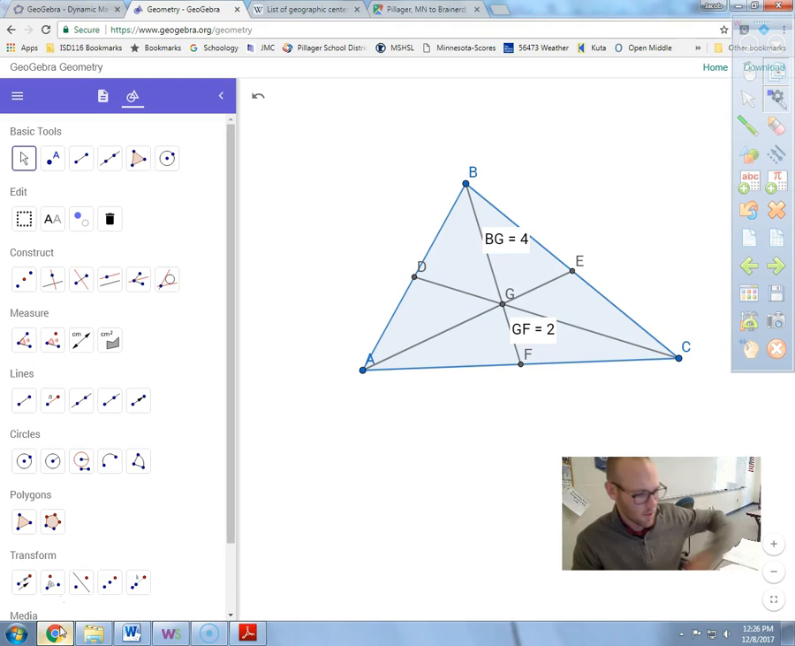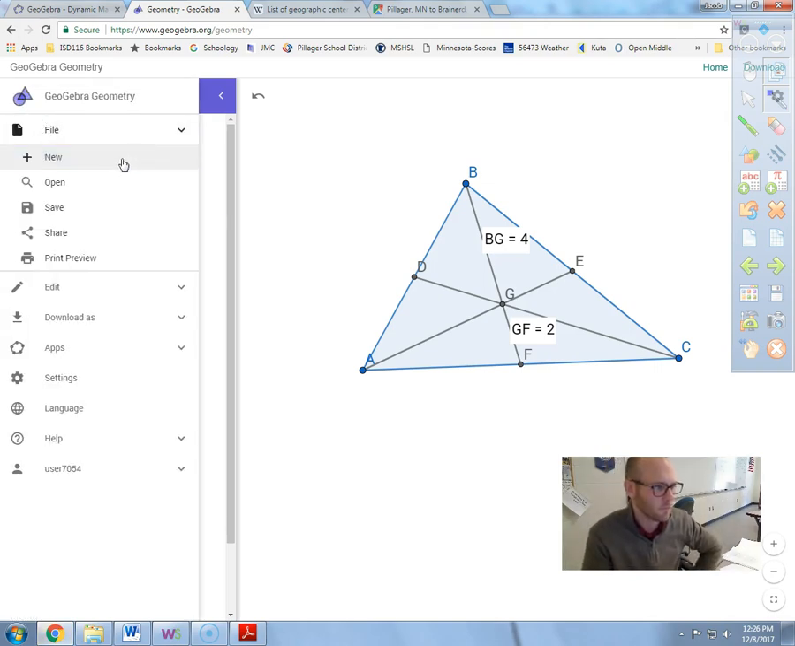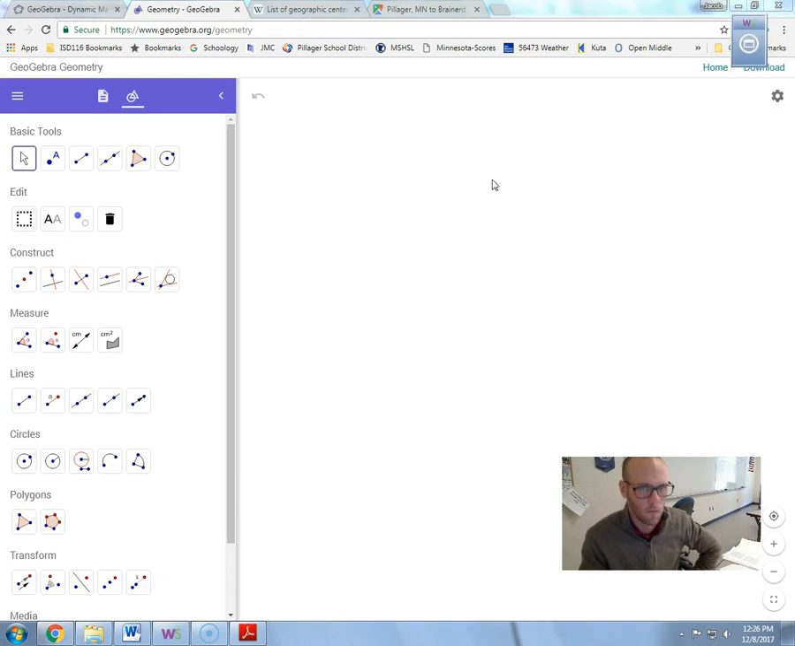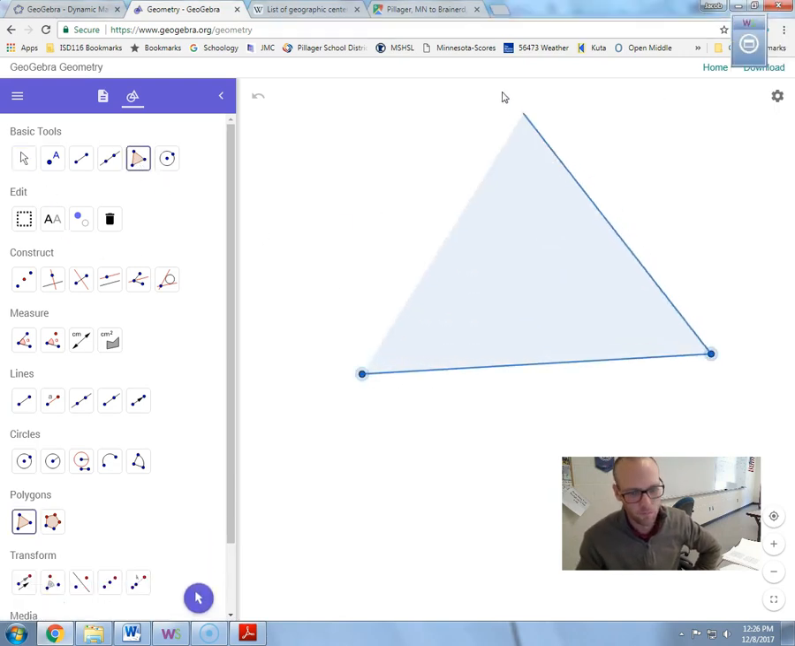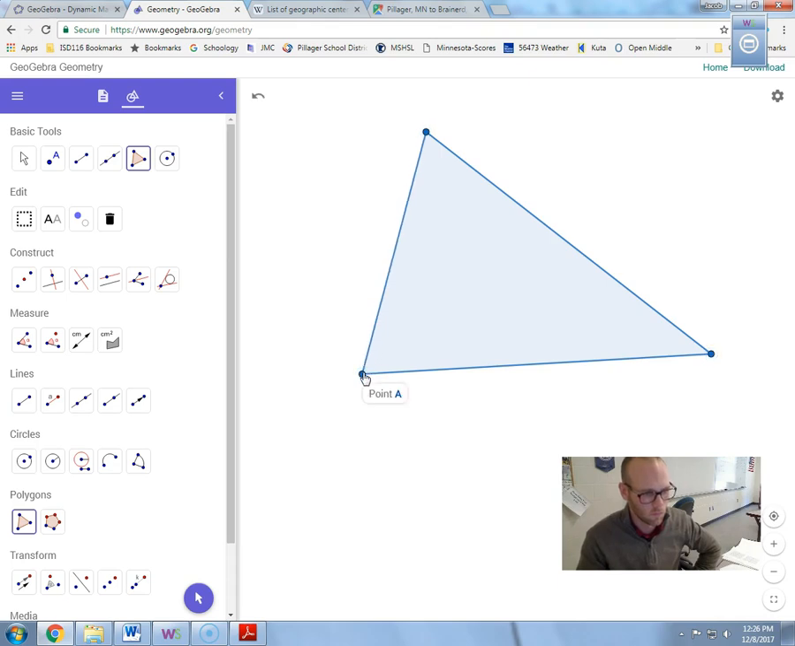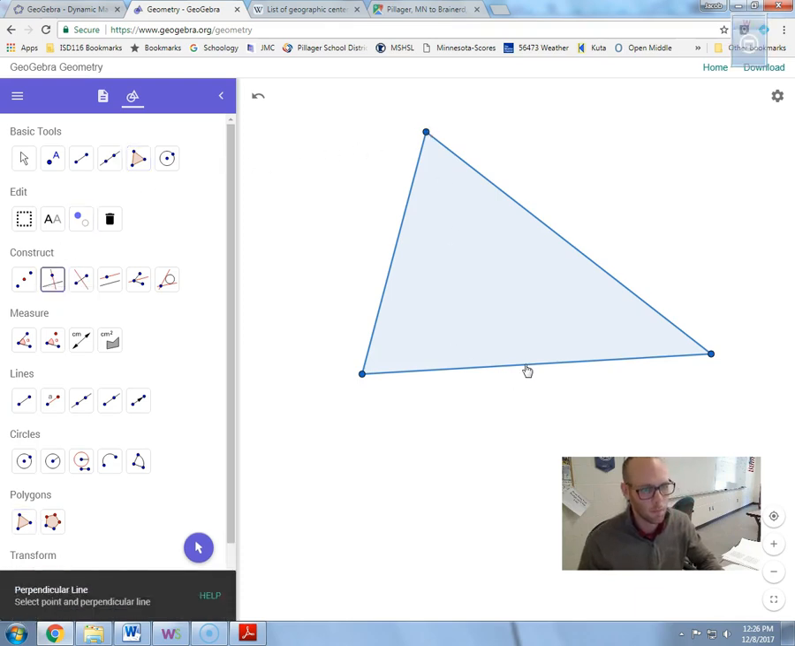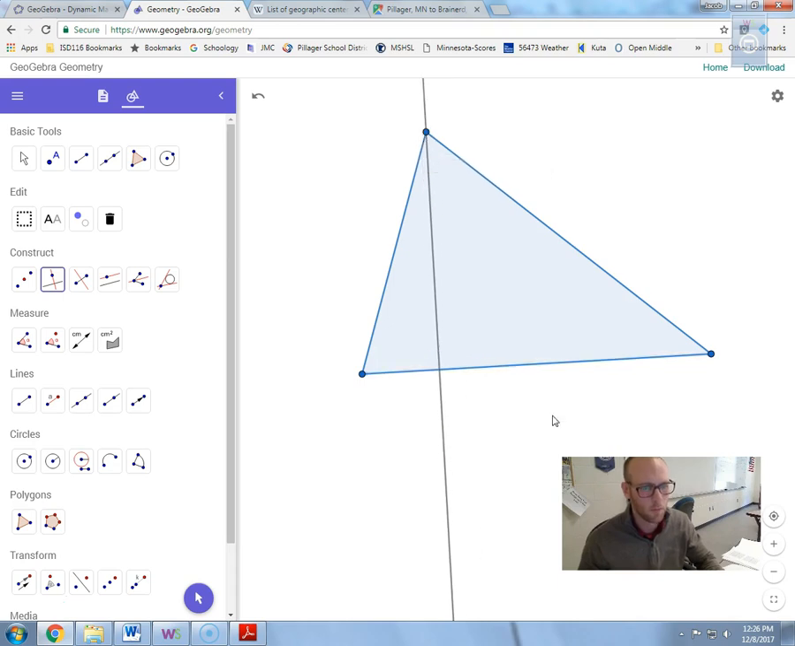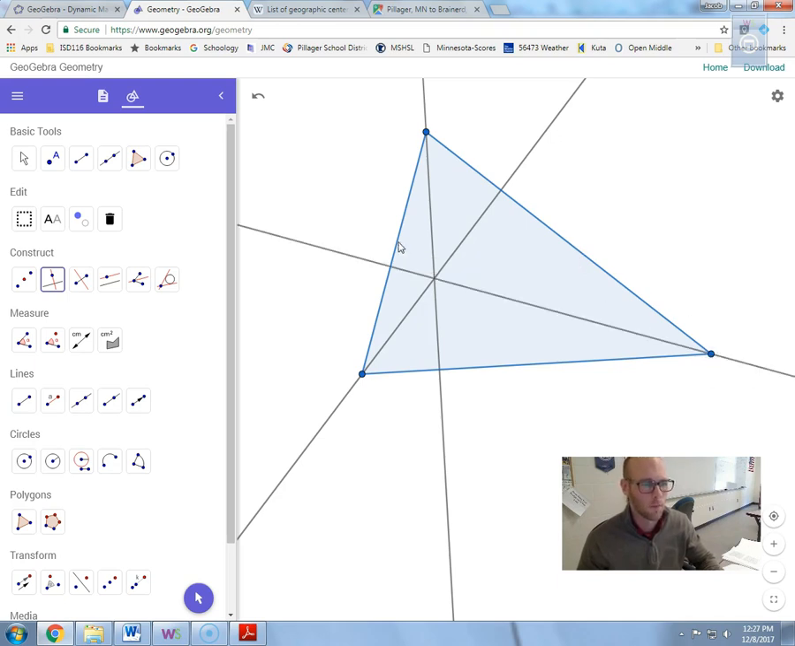All right, let's explore this a little bit. Let me make a triangle. And let me make the altitudes. So I'm going to use my perpendicular line tool. I need to be perpendicular to this side, but go through that point. There's that altitude. Now let me do the same thing for our next altitude. From this point, perpendicular to that side. And for my last one, I'm going to go from this vertex and be perpendicular to that side.